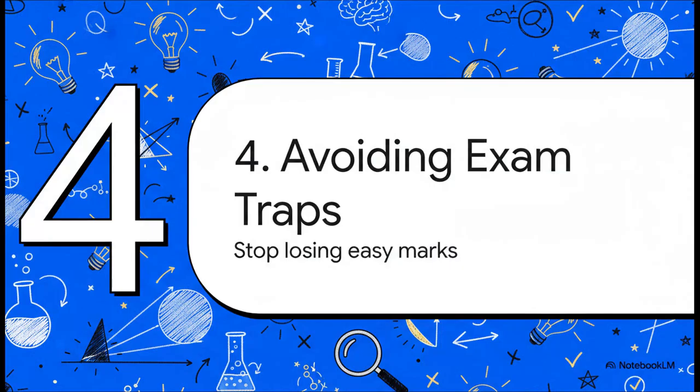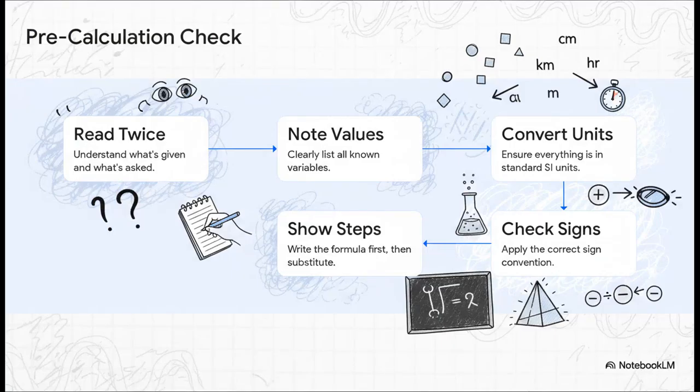All right, now for my favorite part. Let's talk about how to avoid those simple, super frustrating mistakes. These are the pro tips that really separate the students who score in the 90s from those who get a perfect 100. Think of this as your pre-calculation checklist, something you run through every single time before you solve a problem. 1. Read the question twice. Seriously, make sure you know what they're giving you and what they're asking for.